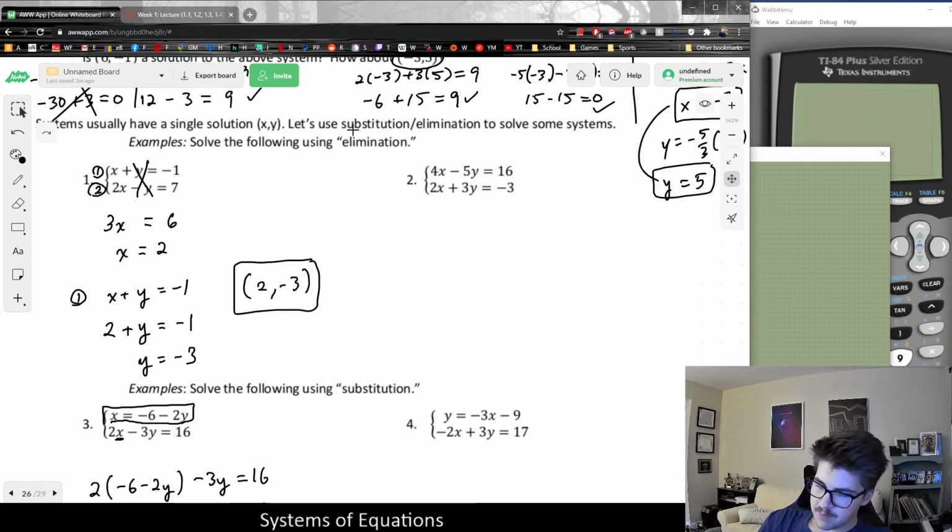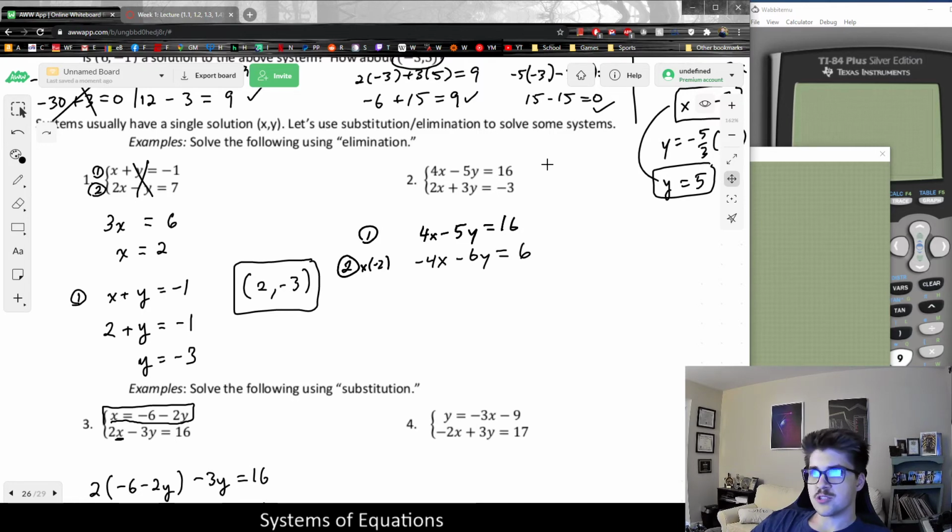But anyways, I'm going to keep the first equation the same: 4x minus 5y is equal to 16. And I'm going to multiply the second equation times negative 2. I'm just going to write it kind of like this. I'm going to take that second equation, multiply by negative 2. And a reminder that when you multiply an equation by negative 2, every term has to be multiplied, not just one term from each side. So that would make negative 4x minus 6y is equal to 6. Each term will change signs and be multiplied by 2.